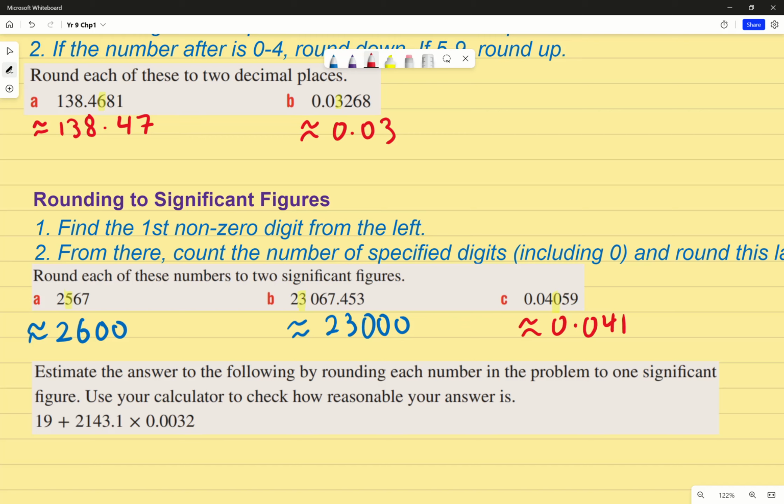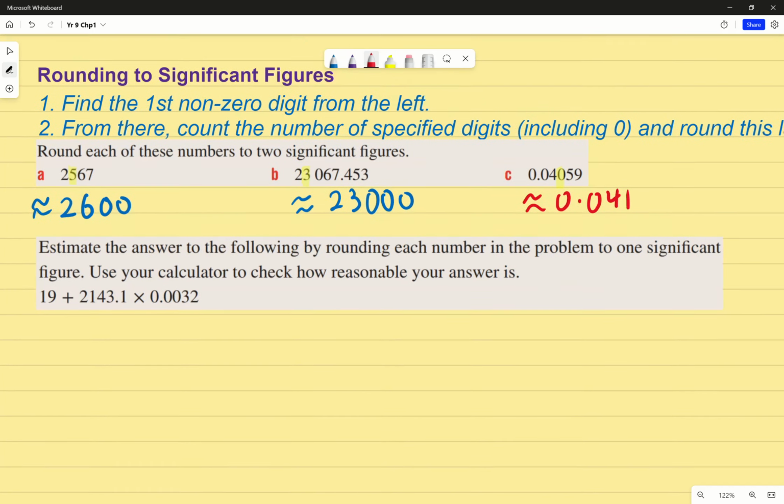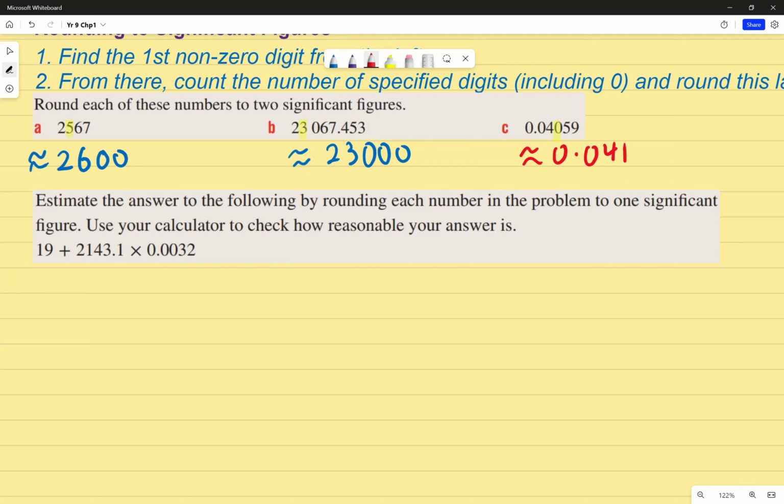Okay. The reason why you might want to use significant figures over rounding decimal places is because it works for very big numbers as well. Now, I'm going to do one more example, then I'll get you to get started with some practice questions. It says, estimate the answer to the following by rounding each number in the problem to one significant figure. So, 19, what's that about? 19's about what? 20, thank you very much.